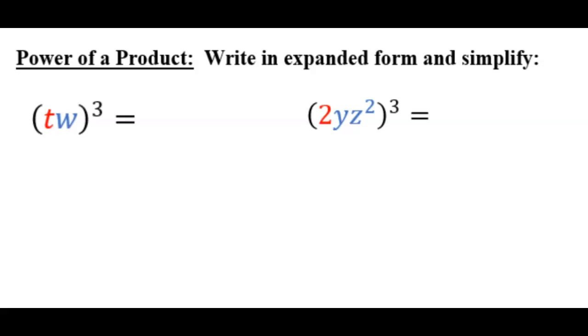We have one other rule. So here's our rule. What is my base here? 2W. Right? So that's 2W times 2W times 2W, right?